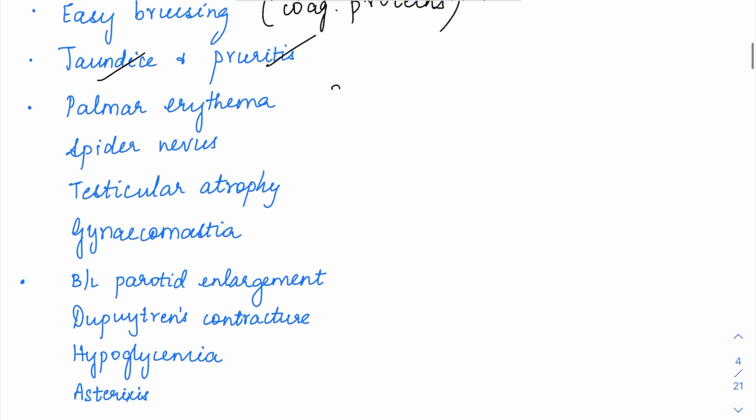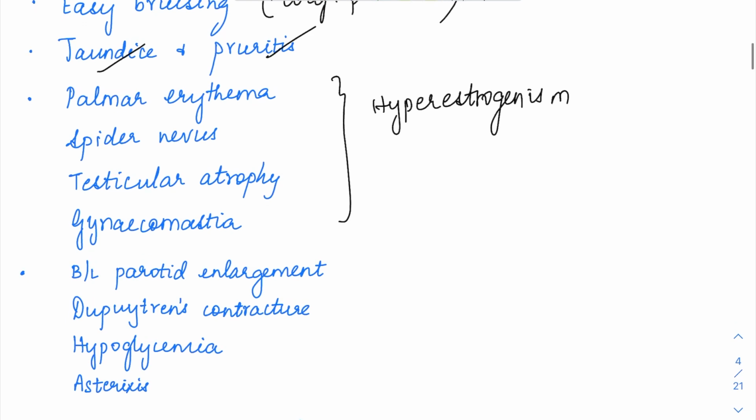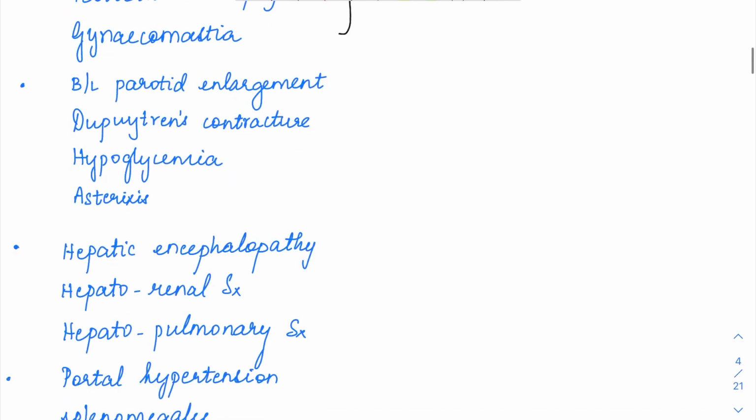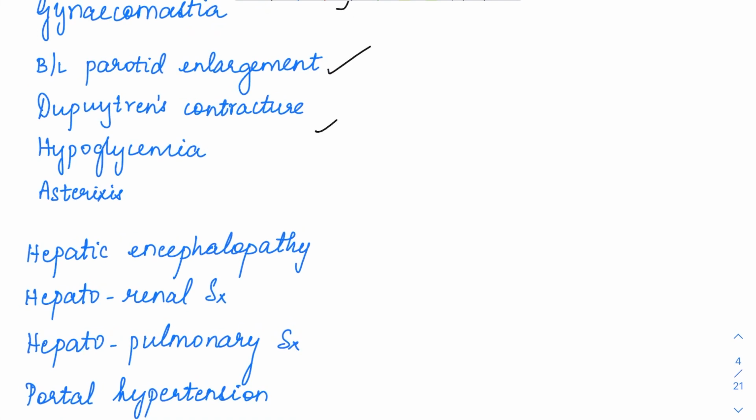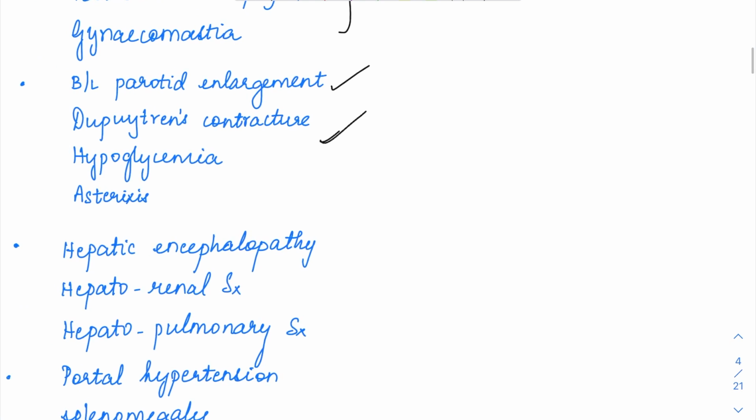Other than that, we also have hyperestrogenemia. Estrogen metabolism is going to be affected, so that will result in certain clinical features like palmar erythema, spider nevi, and also testicular atrophy and gynecomastia in men. Then other non-specific things also occur in liver failure, like bilateral parotid enlargement and Dupuytren's contracture, which is related to hemodynamic changes again.